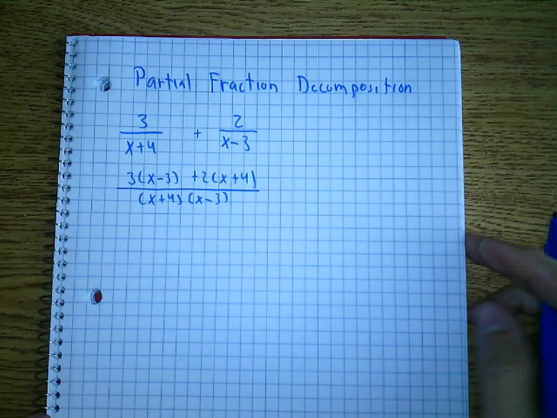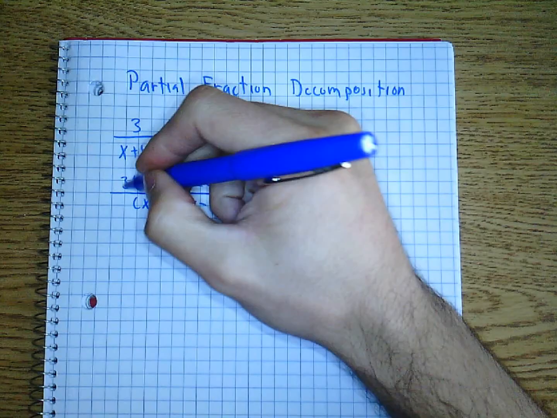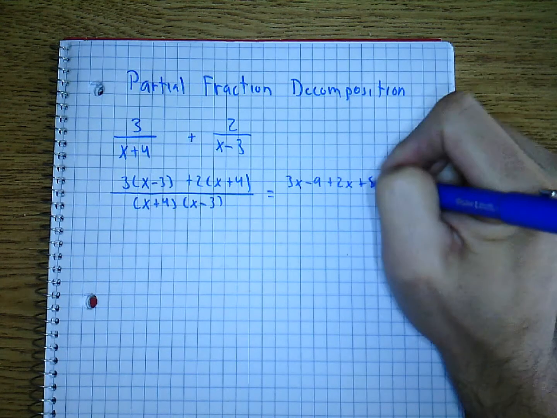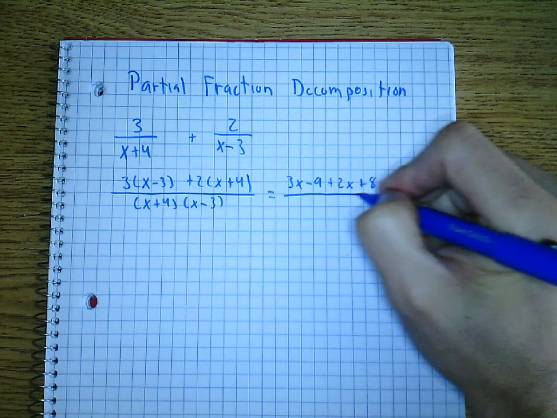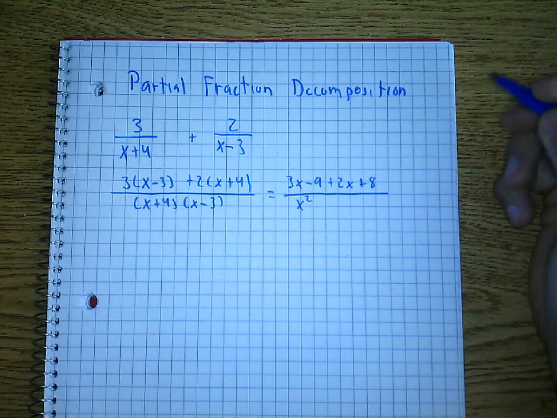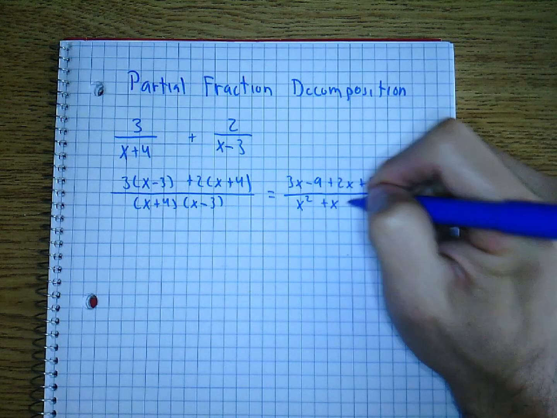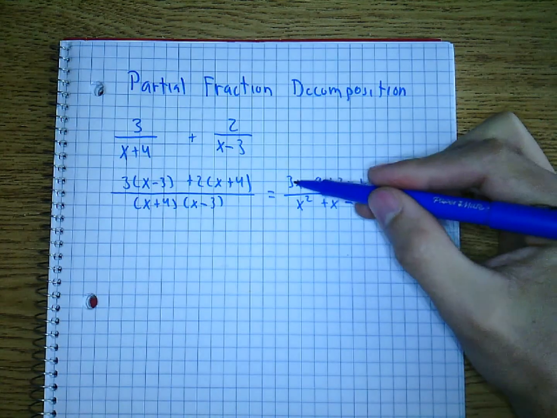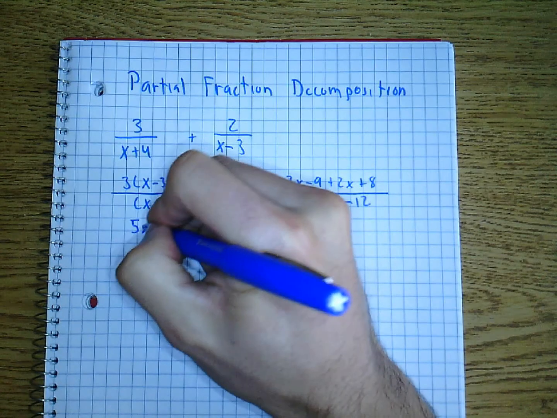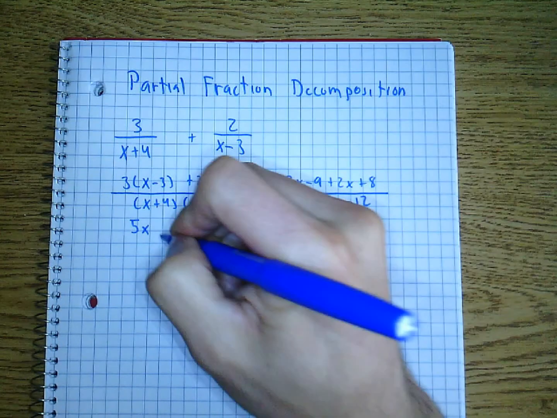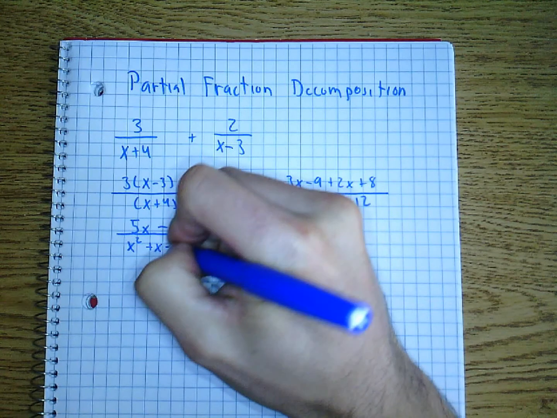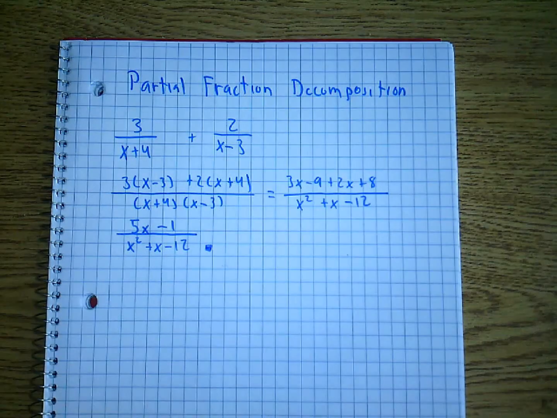So then at this point, you're going to go ahead and multiply things out. On the numerator, you're going to have 3x minus 9 plus 2x plus 8. And on the denominator, you're going to have x squared minus 3x plus 4x, so it's going to be plus x minus 12. Cool? If I clean this up, I'm going to combine like terms. I have 3x and 2x. That gives me a 5x. And that gives me a minus 1. And this is going to be all over x squared plus x minus 12. And that should be my final answer. Cool? Are we okay with that? Can you do that?